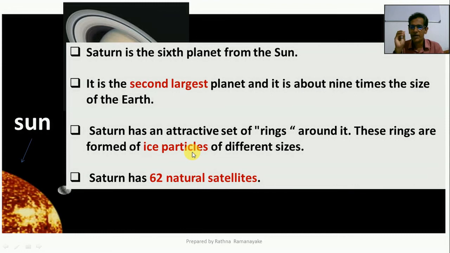Right? Saturn has 62 natural satellites.